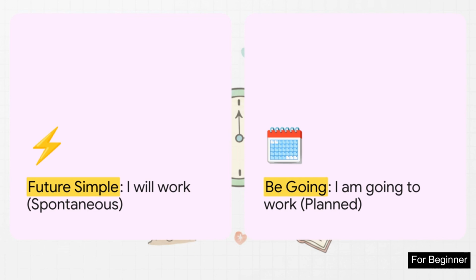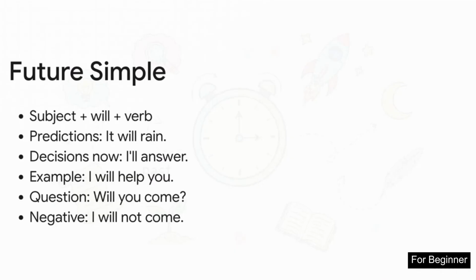I will work. And on the right is an intention you've already thought about. I am going to work. The future simple is built using will plus the base verb. This is your absolute go-to structure for instant decisions made right in the heat of the moment.